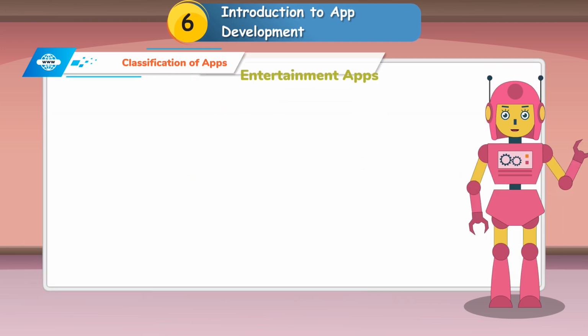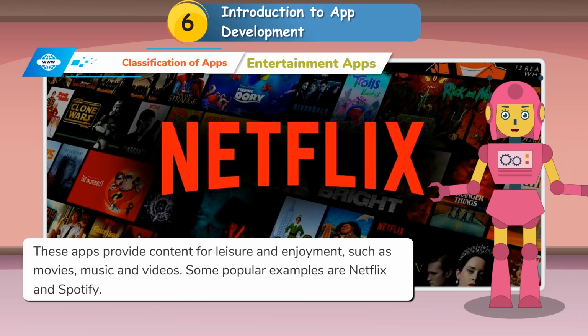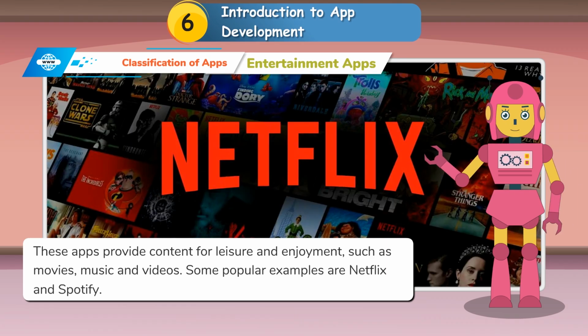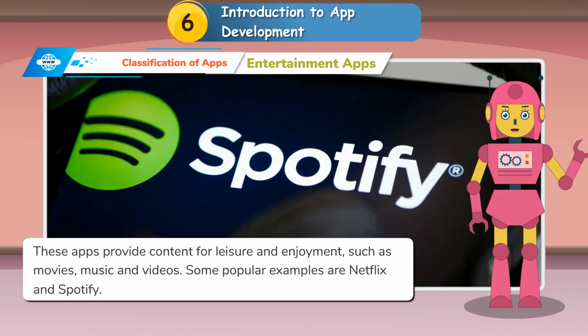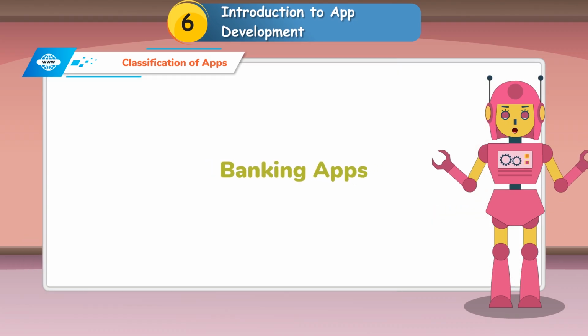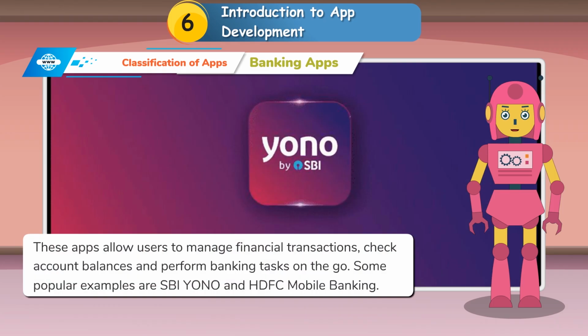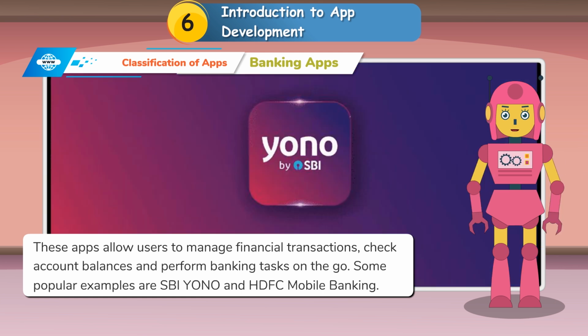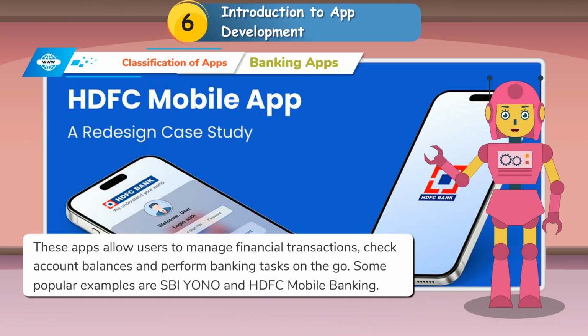Entertainment apps. These apps provide content for leisure and enjoyment such as movies, music, and videos. Some popular examples are Netflix and Spotify. Banking apps. These apps allow users to manage financial transactions, check account balances, and perform banking tasks on the go. Some popular examples are SBI YONO and HDFC mobile website.